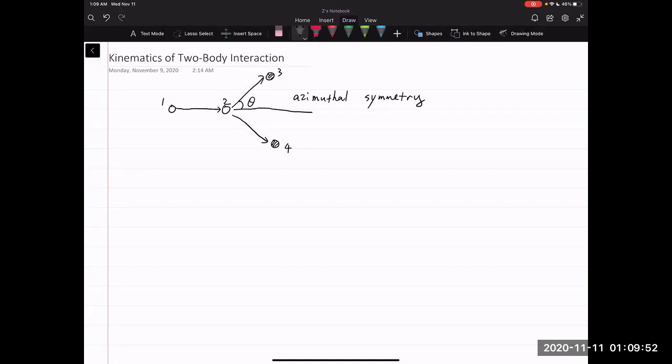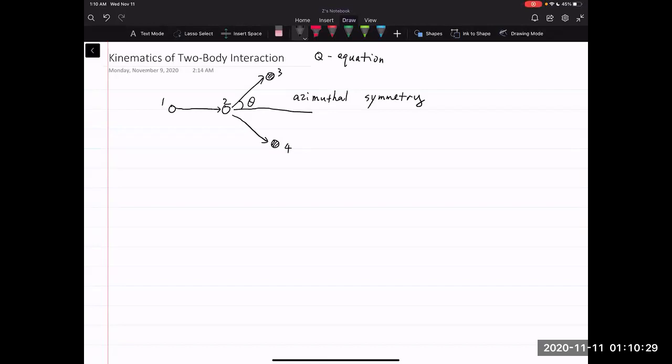Okay, so to systematically examine the kinematics of two-body interactions, we need to make use of the Q value. The final result is the so-called Q equation. Okay, so let's do this. How do we study the system?